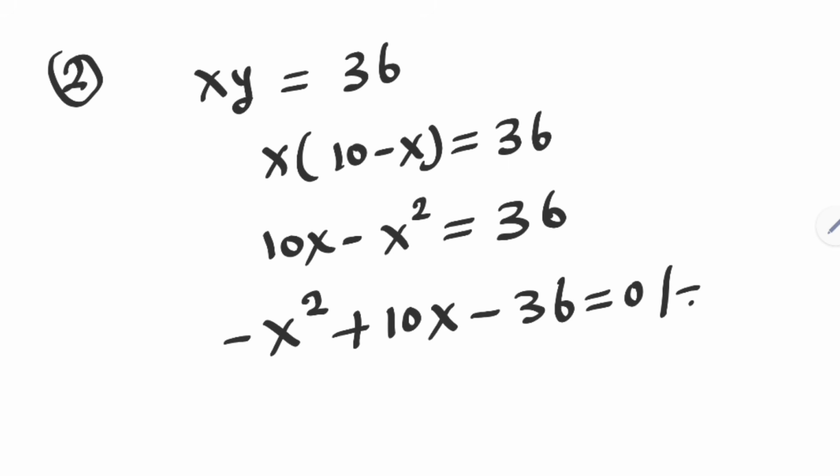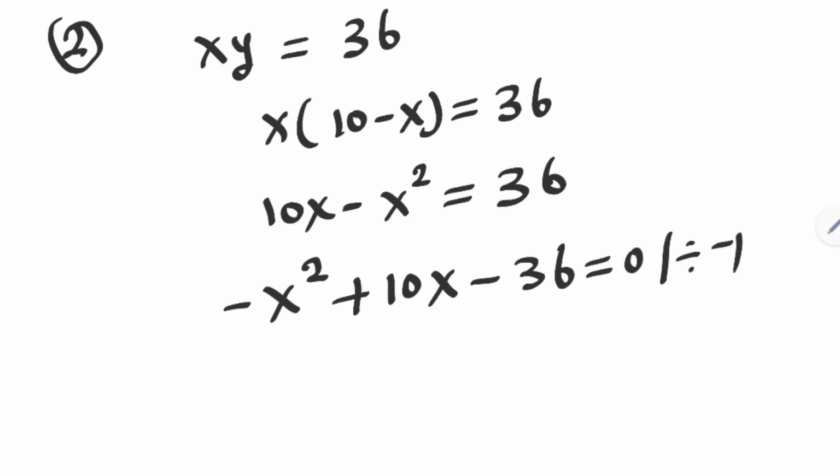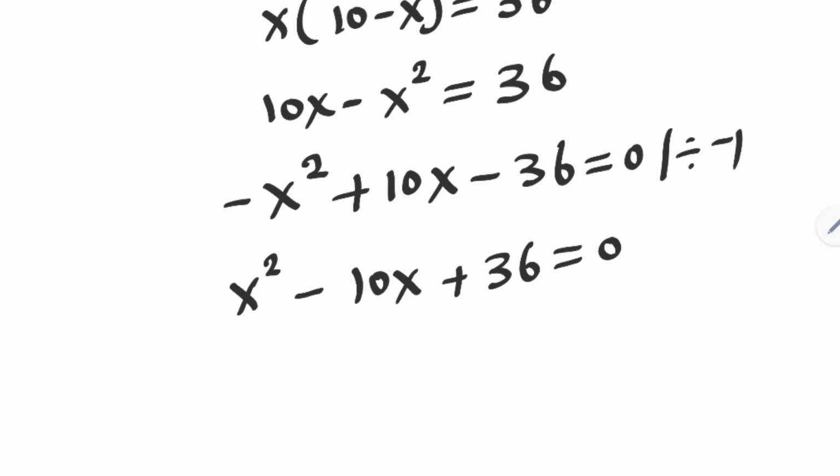Let us divide the whole of this equation by minus 1. Negative x squared divided by negative 1 is x squared. Then positive 10x divided by negative 1 is negative 10x. Negative 36 divided by negative 1 is positive 36, is equal to 0. This is a quadratic equation. Let us solve this using the quadratic general formula.